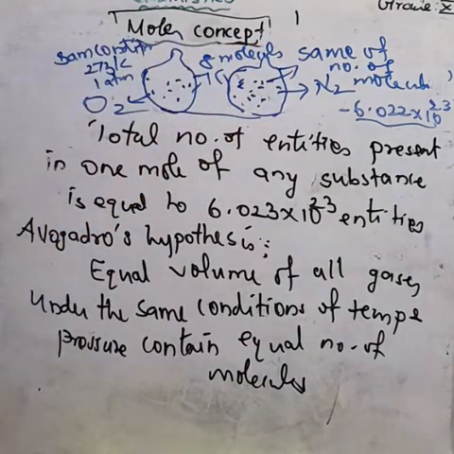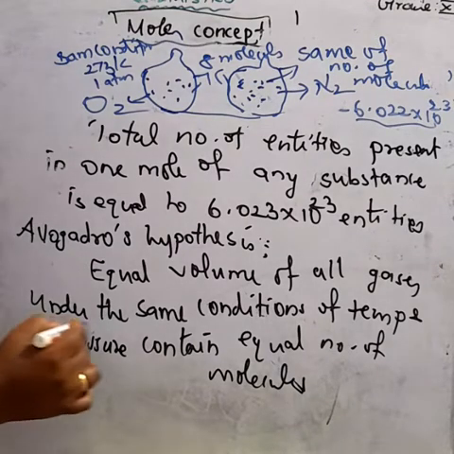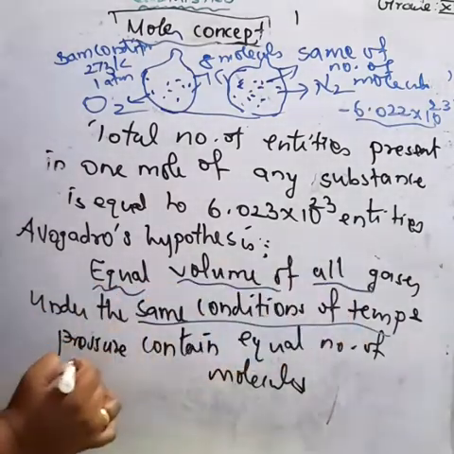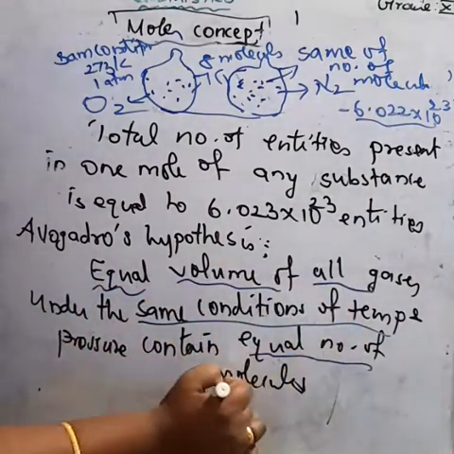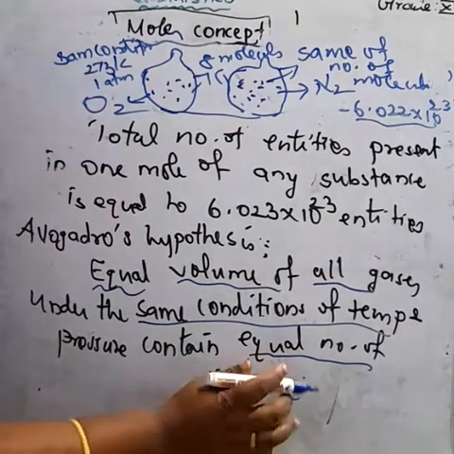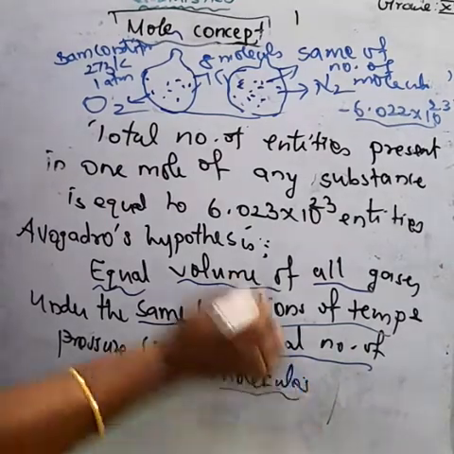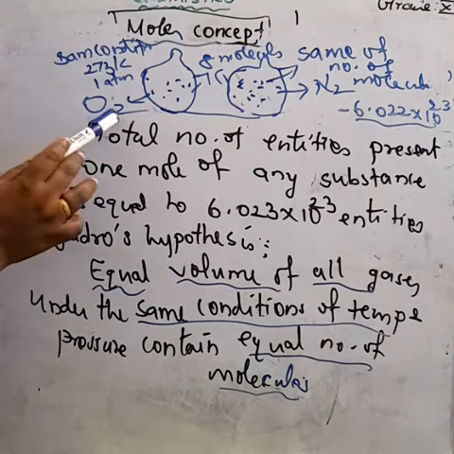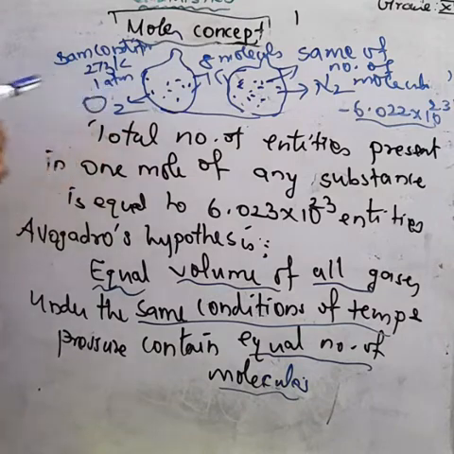So under the same conditions of temperature and pressure, equal volumes of all gases contain an equal number of molecules. Equal volume means the molecules are equal. Oxygen is one molecule, nitrogen is one molecule. All things are made up of atoms and molecules, you know.